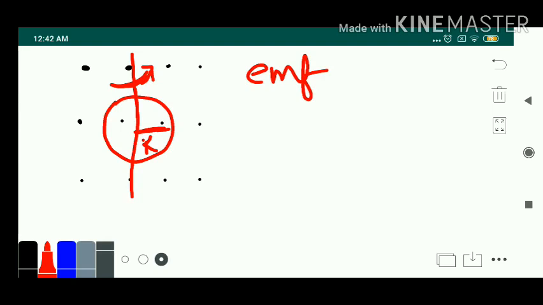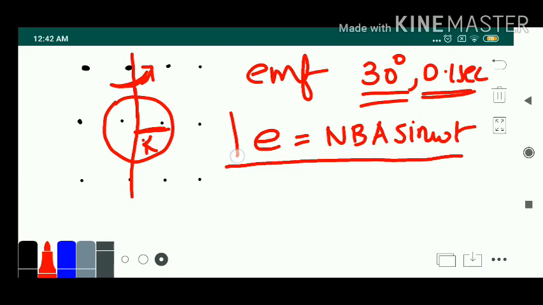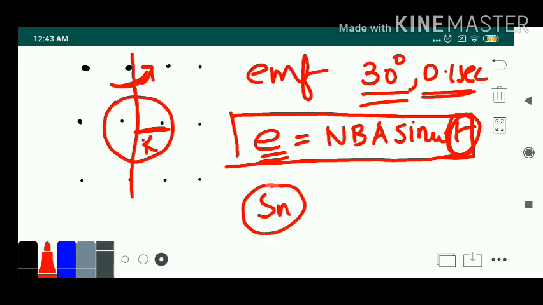if it is rotating at an angle of 30 degrees in around 0.1 second. So please, guys, don't use the equation E = BAω sin ωt. Why? See, guys, this expression which I taught you earlier is the EMF induced in that coil at that time, just like you remember nth second displacement. This EMF is the induced EMF during the tth second, not for t seconds.